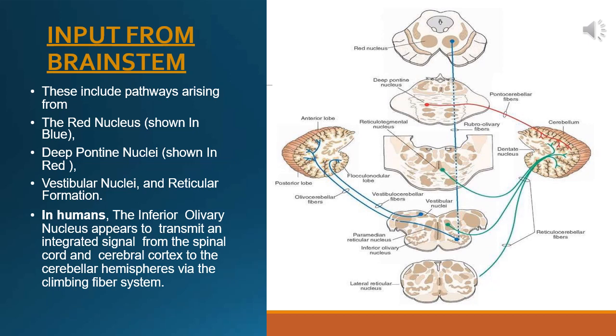Input from brainstem. These include pathways arising from the red nucleus shown in blue, deep pontine nuclei shown in red, vestibular nuclei and reticular formation. In humans, the inferior olivary nucleus appears to transmit integrated signals from the spinal cord and cerebral cortex to the cerebellar hemispheres via the climbing fiber system. In this diagram, pathways arising from the red nucleus are shown in blue, and pathways arising from deep pontine nuclei are shown in red.